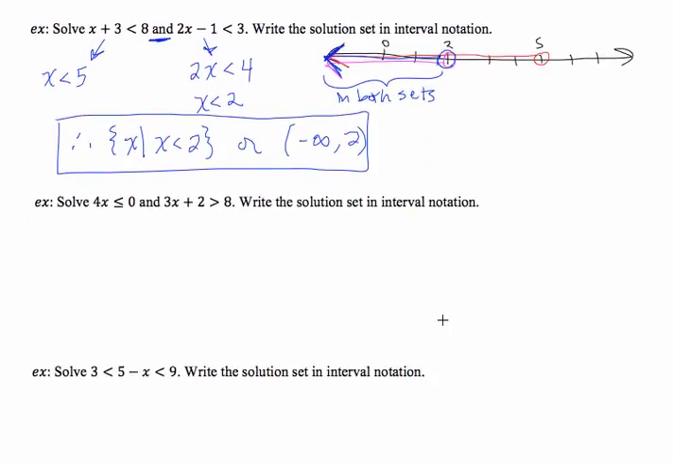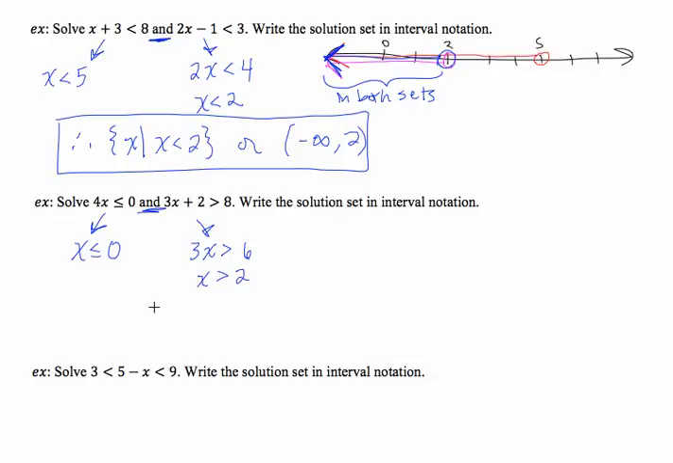Let's look at another example. Let's solve 4x is less than or equal to 0. That one's simple. Divide both sides by 4. X is less than or equal to 0. Solving this one, we first subtract 2 from both sides to get 3x is greater than 6. Divide both sides by 3 to get x is greater than 2.